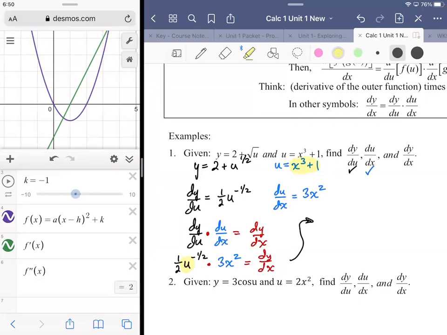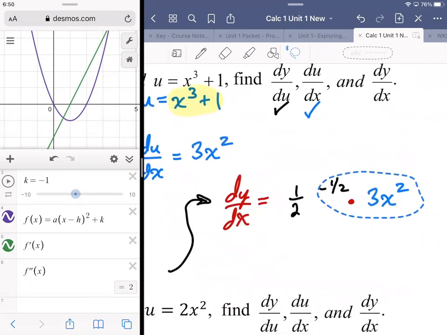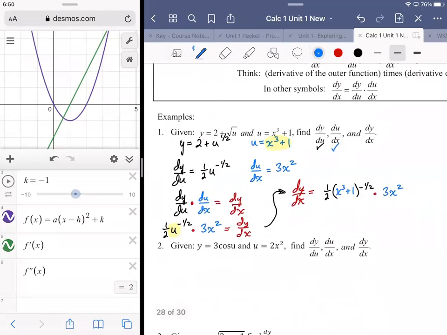So I can now say that dy dx is equal to, instead of all this stuff here, pull out the u and replace it with what it really is. The x squared plus 1 cubed plus 1. And so it begs the question, okay, mission accomplished, we got that. What did we just figure out?